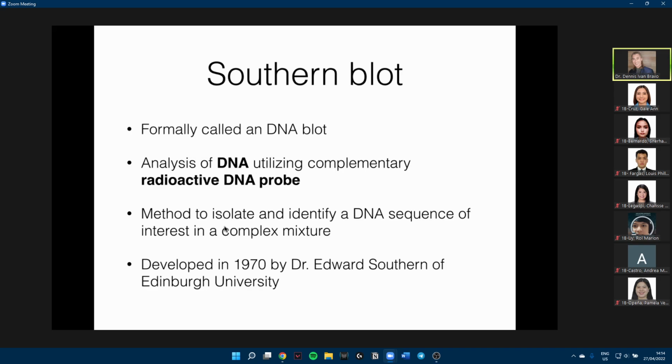So it is a method to isolate and identify a DNA sequence of interest in a complex mixture. And you can do that as long as you have a probe that is complementary to the DNA sequence you're looking for. If you're wondering why it's called Southern blot, it's because it was developed by Dr. Edward Southern in the 70s. So it used to be the original workhorse for molecular biology before the development of PCR.